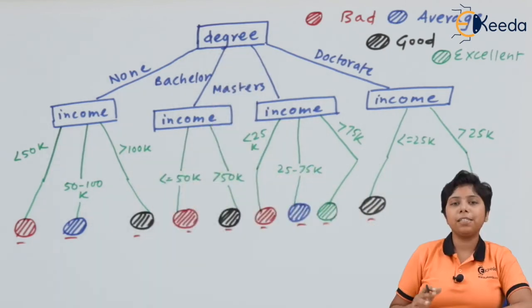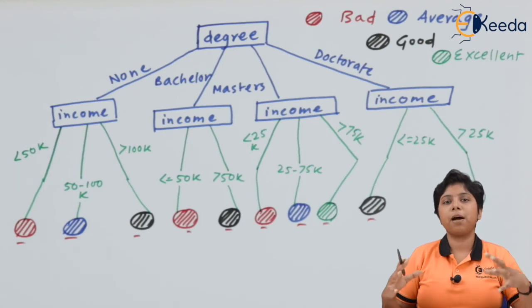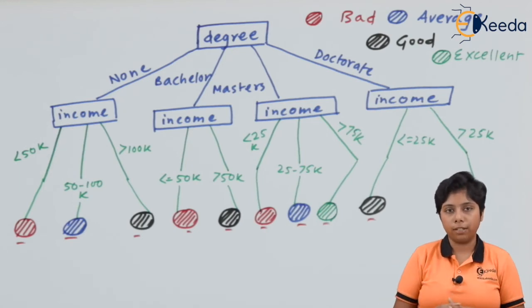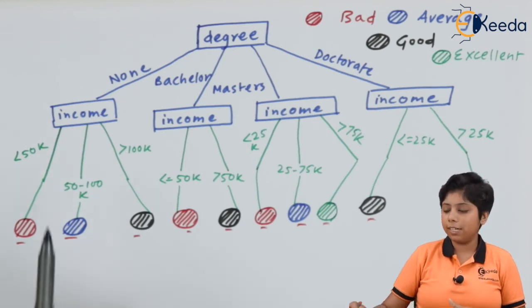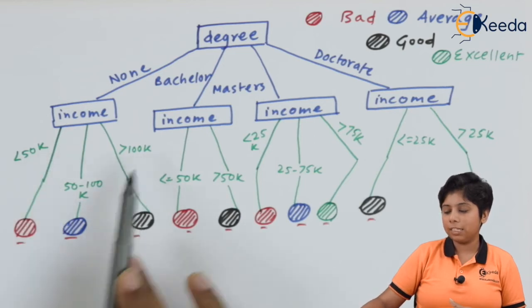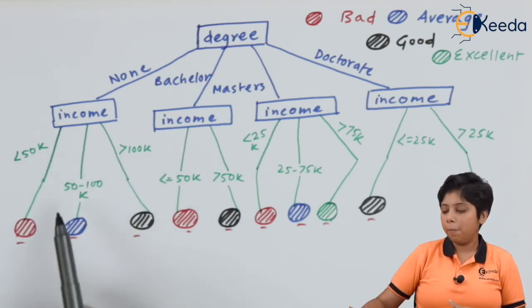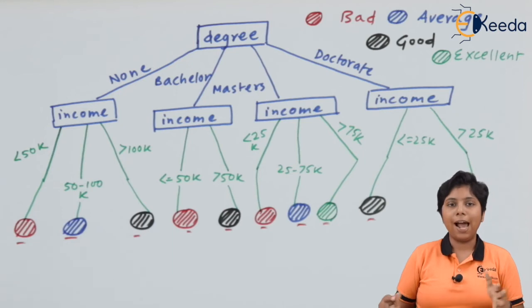Now how to build this decision tree? We are now following a greedy algorithm. What is a greedy algorithm? It combines the most related data together. That means it relates the data like less than 50k, greater than 100k, belonging to 50 to 100k, as close as possible to these categories.